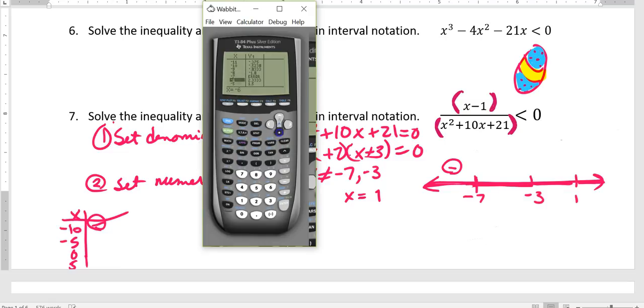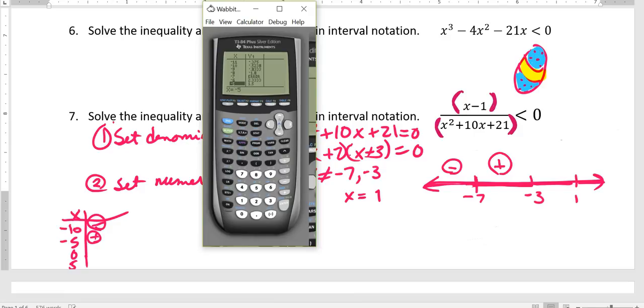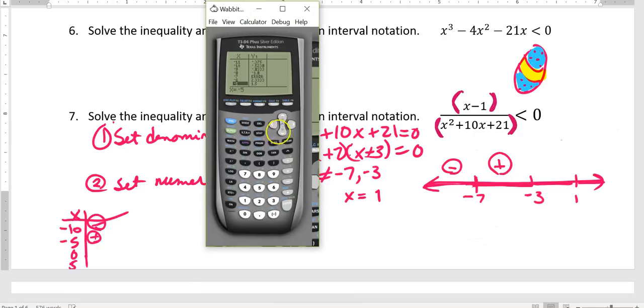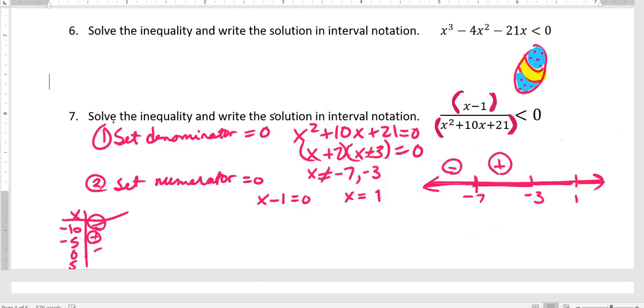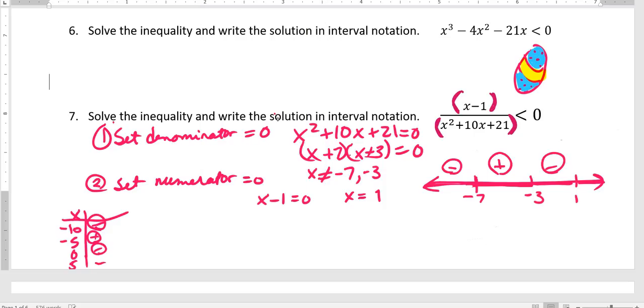And then at negative 5, I can enter it, or I can just go to my calculator. I get a positive 1.5. And at 0, I have a negative 0.0476. And then last but not least, at 5, I have a positive.